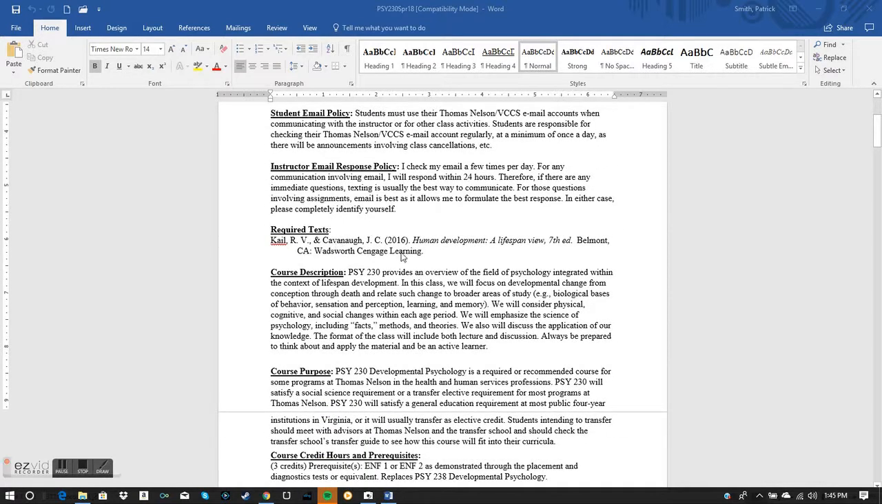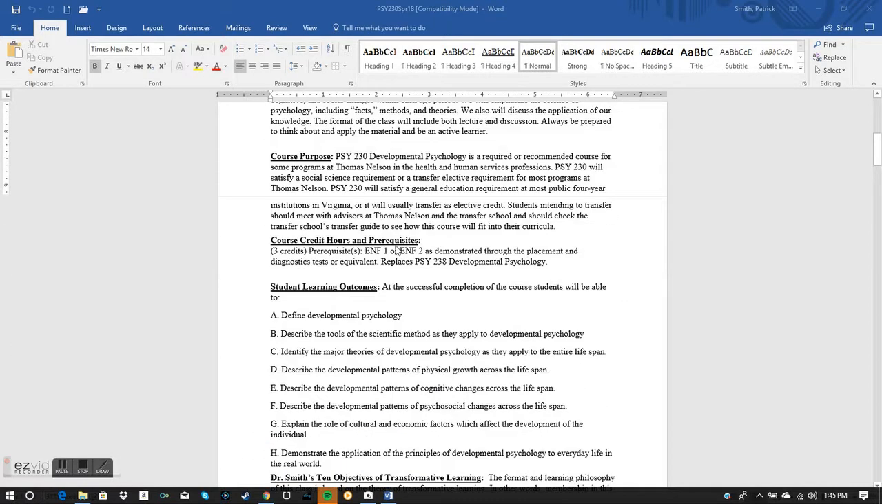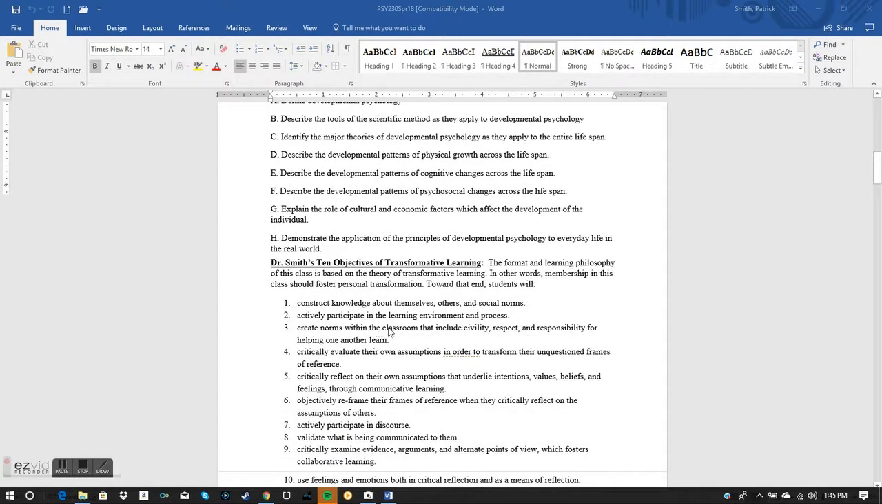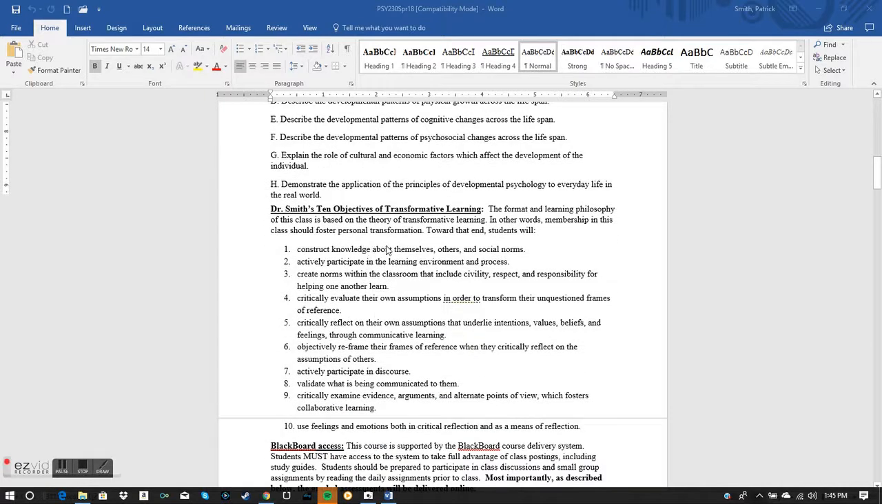Here you have the required text for developmental psych, and as we're rolling down here, these are learning objectives. You want to look through those. That's a quick overview of the class. That's all the things we'll be learning this semester.